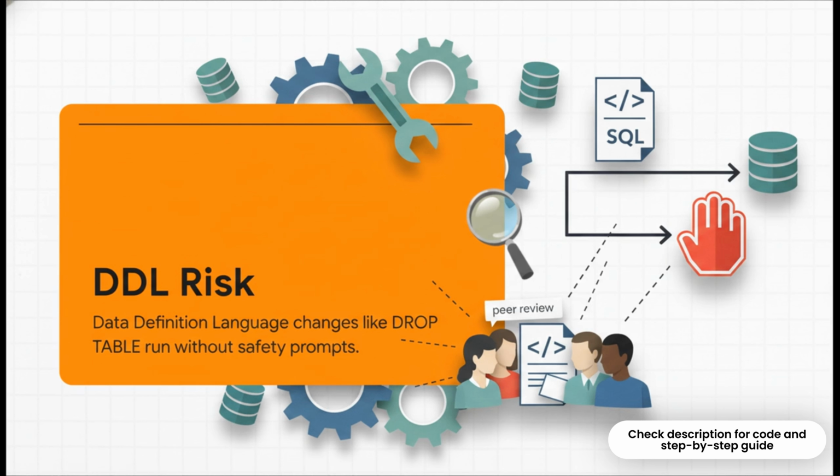The first one is DDL risk, which stands for Data Definition Language. Remember, Flyway is an automated engine. It's going to execute your migration scripts with zero manual confirmation steps. There are no little safety pop-ups asking, hey, are you absolutely sure you want to do this? If a developer accidentally writes drop table users and that script somehow lands in the migrations folder, Flyway is going to execute it without a second thought.